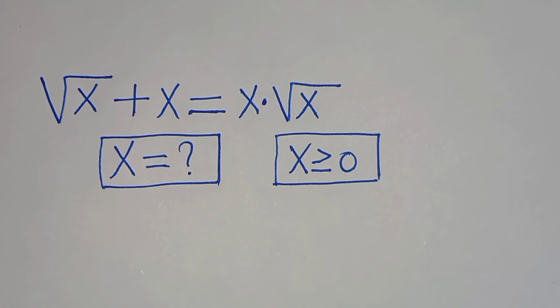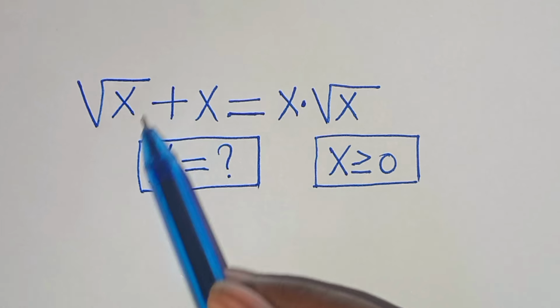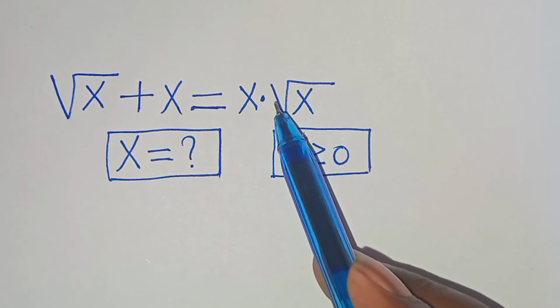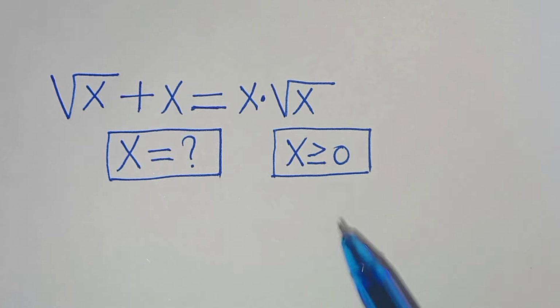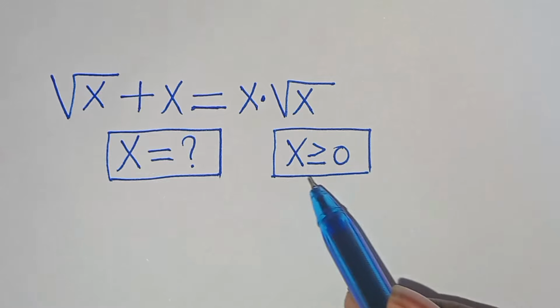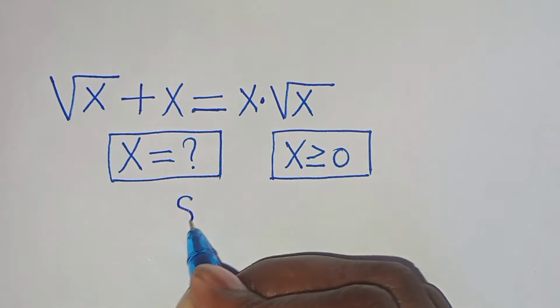Hello everyone, you're welcome to solve this nice algebra problem here, which is the square root of x plus x. This is equal to x multiplied by square root of x. So what is the value of x here, given that x is greater or equal to 0? Now, let's provide a solution from here.